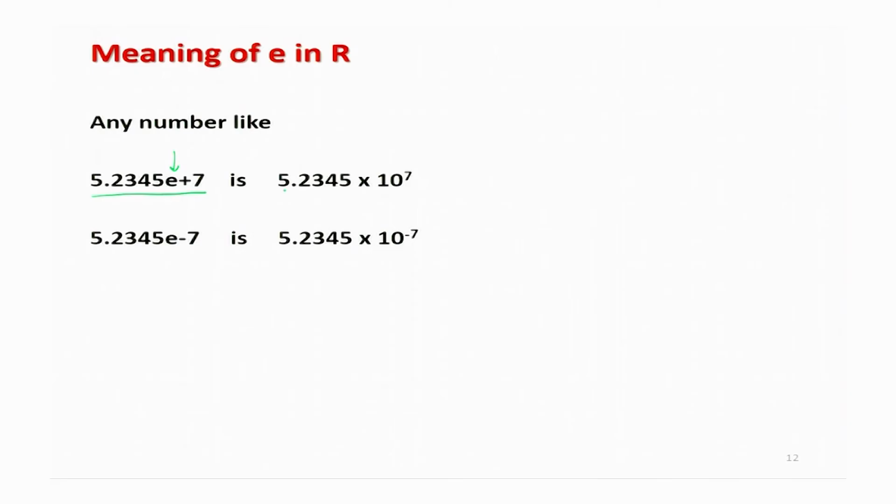This number has a very simple meaning. It is 5.2345 into 10 to the power of 7. So, this part is like multiplied by 10 to the power of 7. And similarly, in case it is written like this, 5.2345 e to the power of minus 7, this means this number is 5.2345 into 10 to the power of minus 7. So, this e minus 7 is like multiplied by 10 to the power of minus 7. Sometimes people try to misinterpret it as an exponential function or something else. Please do not do this.